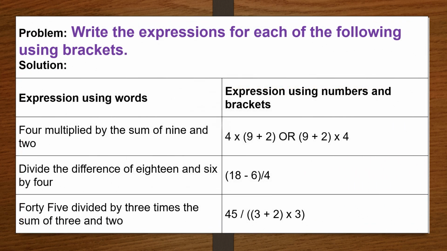Let's solve some problems. Write the expressions for each of the following using brackets. First part is 4 multiplied by the sum of 9 and 2. Here the sum is of 9 and 2. So the sum is inside the bracket. 4 multiplied the sum 9 plus 2 inside the bracket.